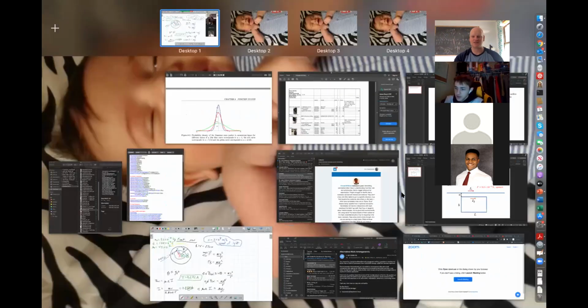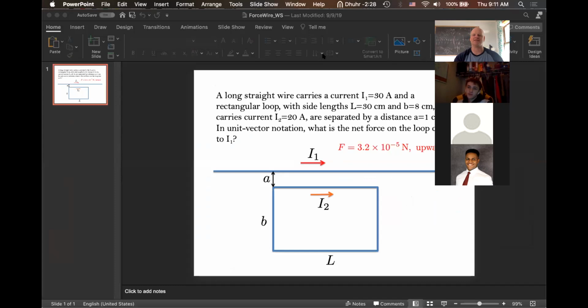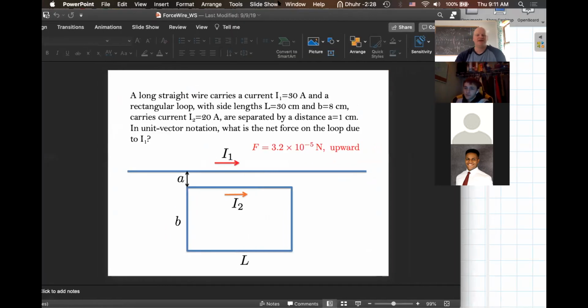From here, we're going to give you guys a group assignment. Give you a few minutes to work on this. We have a long straight wire, that's this top one here, which carries a current to the right, equal to 30 amps. Below that is a rectangular loop, which has side lengths of L, this length down here, which is 30 centimeters, and this length across here, B, which is the two sides, which is 8 centimeters. And this loop is going to carry a current in the clockwise direction of 20 amps.